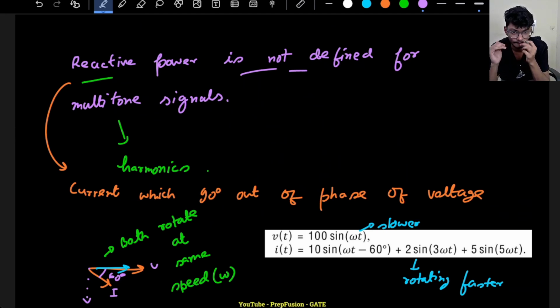Okay, so that was about the voltage and currents. I hope you have understood this point, and the orthogonality property also.